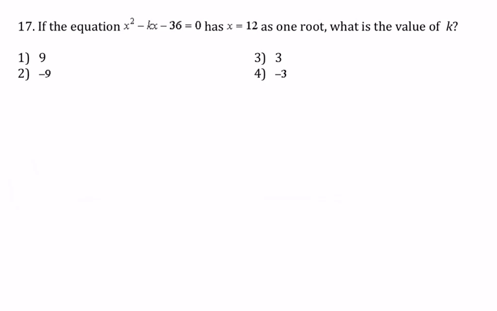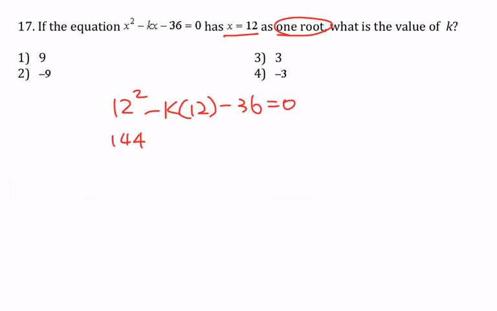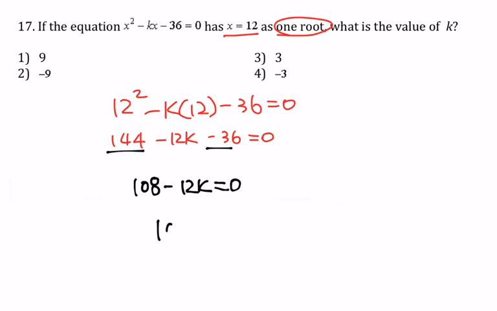Alright, number 17 here. If 12 is one root, what is the value of k? Now, we just have to plug in 12. Then 12 squared minus 12, k times 12, and minus 36. Alright, then we end up getting 144 minus 12k minus 36 equal to 0. And that portion becomes 108. Alright, so we end up getting 108 is equal to 12k, and then divide the whole thing by 12.